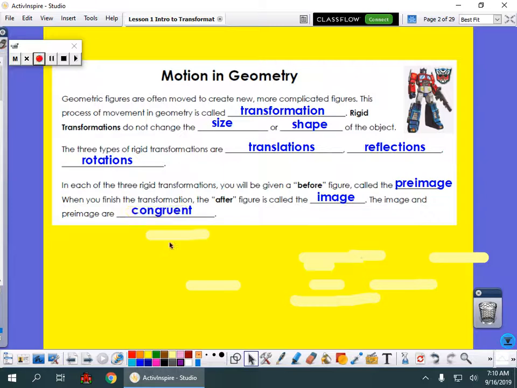The image and the pre-image are congruent. So congruent means they have the same size, same shape. There was a transformation, it was a rigid transformation, right? They did not change size or shape, therefore they are congruent. And the symbol we use for congruent, we may have already talked about this, looks like an equal sign with a squiggly on top. All right, same size, same shape, that's what that means.